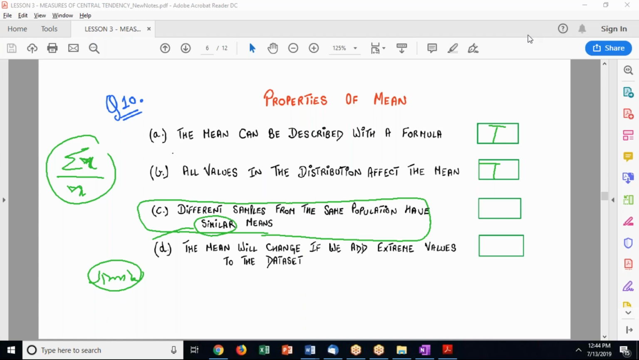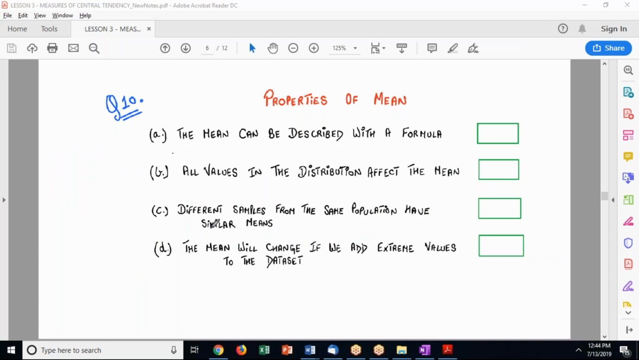Again, we are not saying all the samples will be similar. Majority of the samples, say multiple samples from the same population, will have similar means. That can be true, right? We're using the word similar and not exactly the same. If you take random samples from the population, each being a good representation of the population, their means will be closer to each other, and hence this will be true.